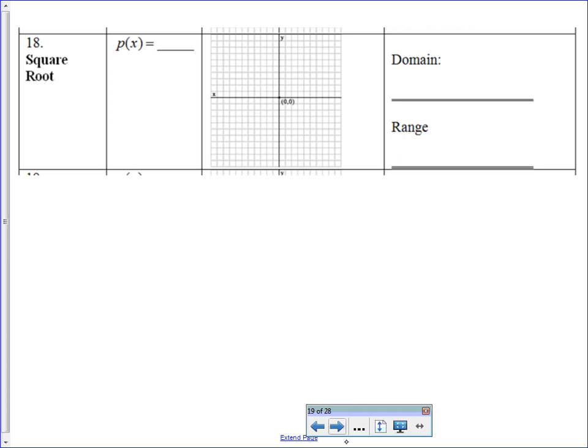So we have to figure out what these functions look like. So the square root function is just we take x and we take the square root of it. And then we had to plot some points. And if you put this in the calculator and go to the table, it's very easy to get a few points.